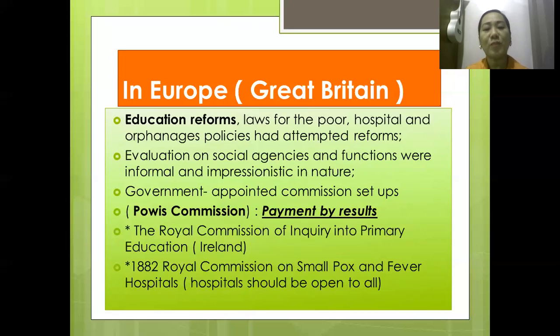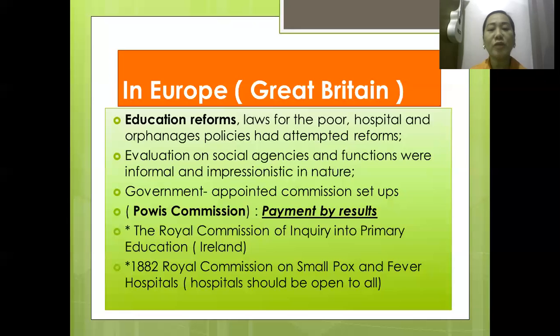So government appointed commission setups. The very popular and famous one is the Powys Commission. When you say Powys Commission, they tried to evaluate by the output or results of the product. So it is called payment by results. The teachers are being assessed with the outcomes of their students, the performance of the students.